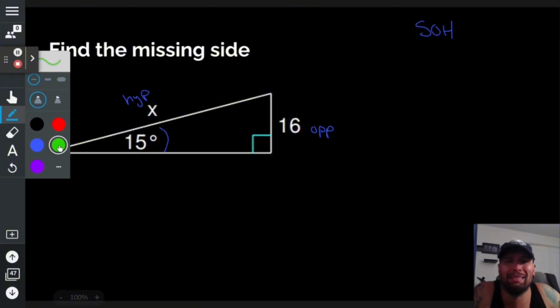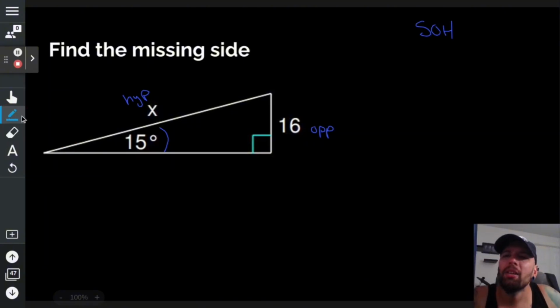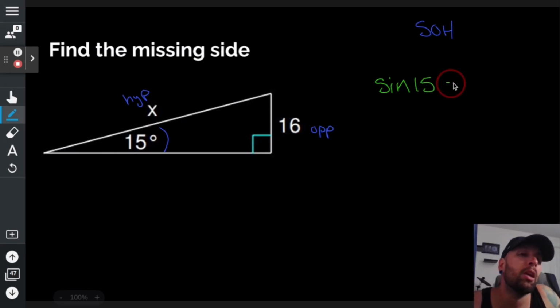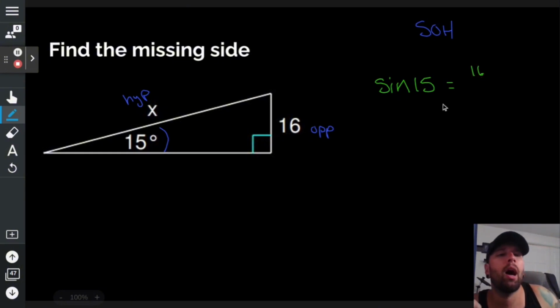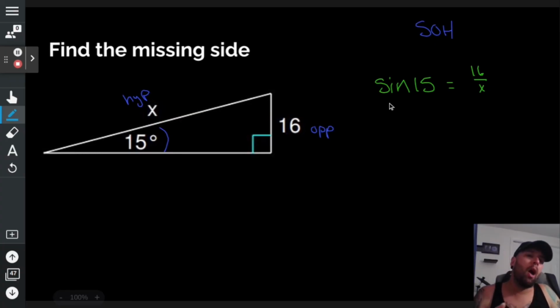So let's set up our equation. Sine, not theta this time, because I know the angle measurement. Sine 15 is going to equal the opposite, which is 16, over the hypotenuse, which is x. Now, I don't need the inverse sine. I could just type out sine of 15 right into a calculator right now. So I'm going to do that. Sine 15, and it says 0.2588.